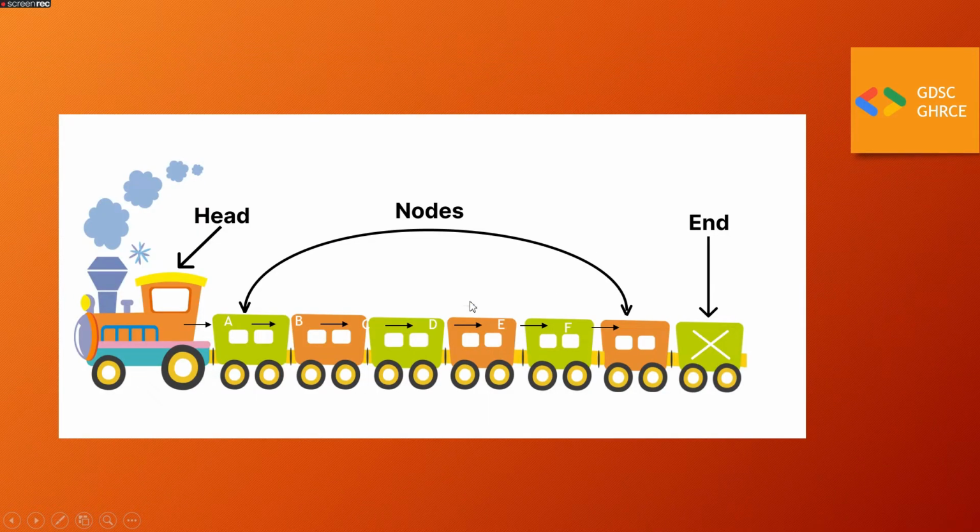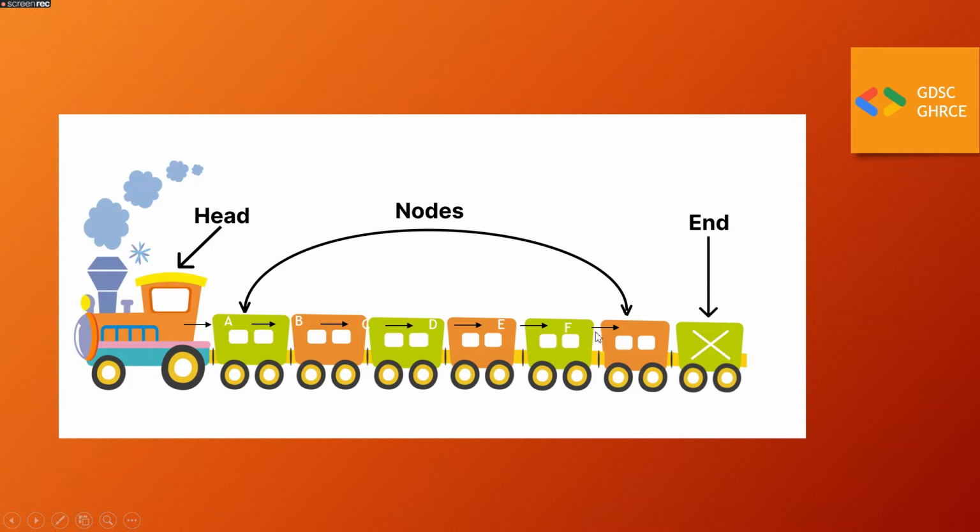Now we can compare the linked list with a real world example like our train. The train has an engine, which we can assume is the head of the linked list. This head is pointing to A. It basically means the head has the address of the first node. A is our first node, and its address is stored in the head. Now A is pointing to B. As we can see, there is linkage between all the bogies of a train. So A is pointing to B, B is pointing to C, C is pointing to D, and so on.